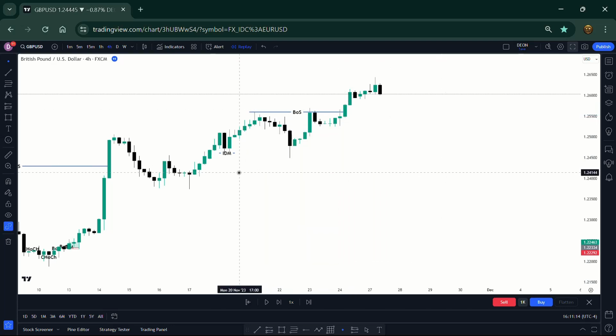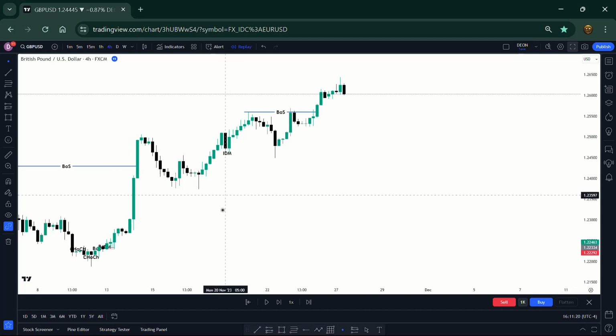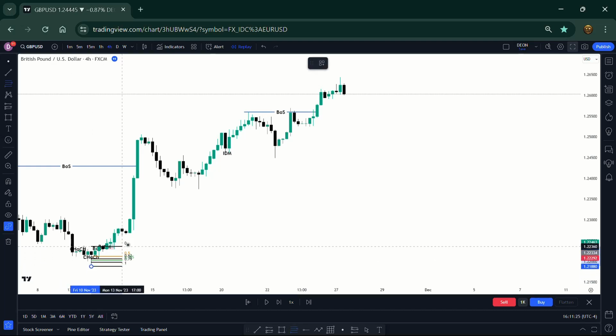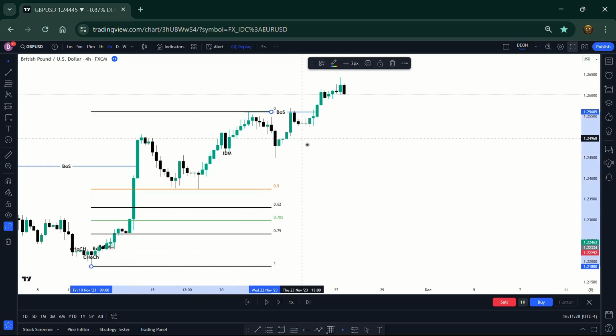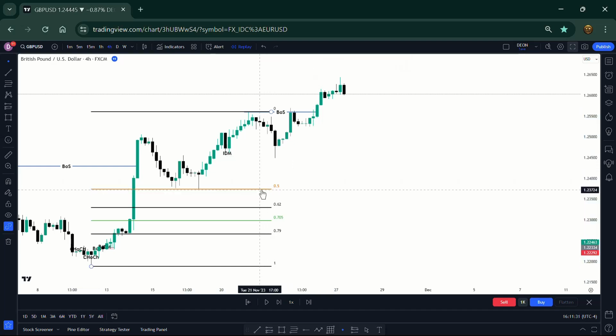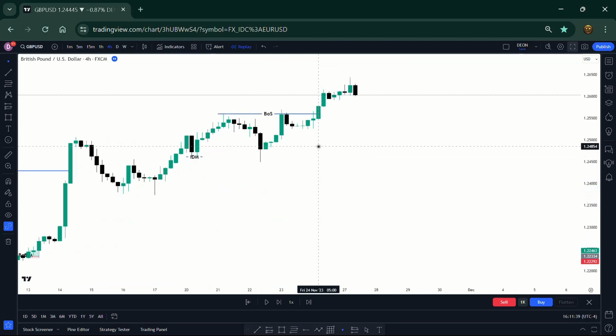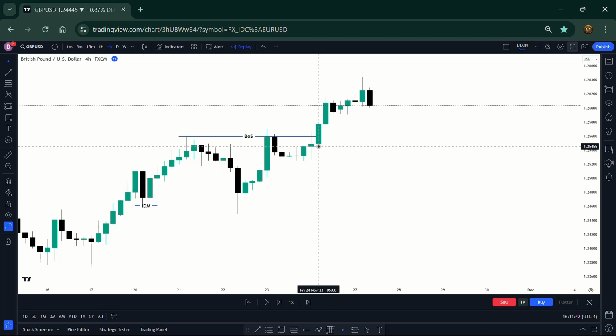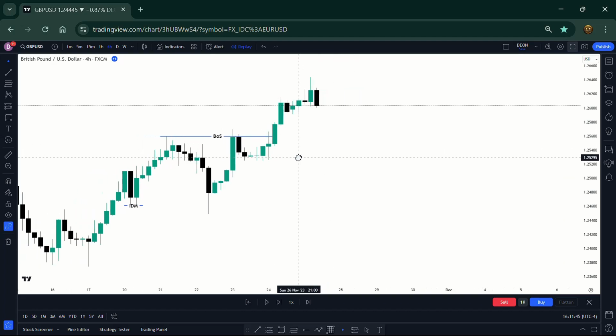So this is the low right here. If you drew your Fibonacci from this low to that high there, it was nowhere close to this equilibrium level here. Okay, it was nowhere close. So this was going to be a missed trade. So still just wait. There's no need for you to rush for anything. Let's see how it goes.